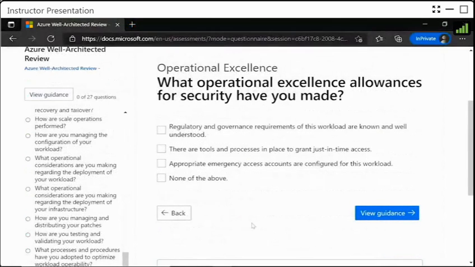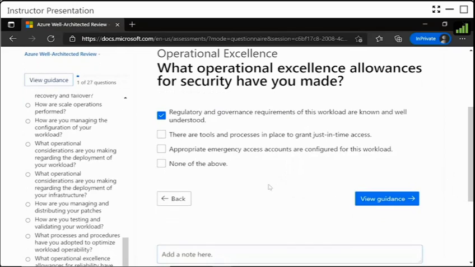All right, so now we've reached the last question of our operational excellence pillar. What operational excellence allowances for security have you made? Regulatory and governance requirements of this workload are known and well understood? Absolutely. That there are tools and processes in place to grant just-in-time access? Nope. Appropriate emergency access accounts are configured for this workload? Nope. And so now we've answered all the questions, and we can click here on the View Guidance button to get the recommendations that this assessment tool has to offer.